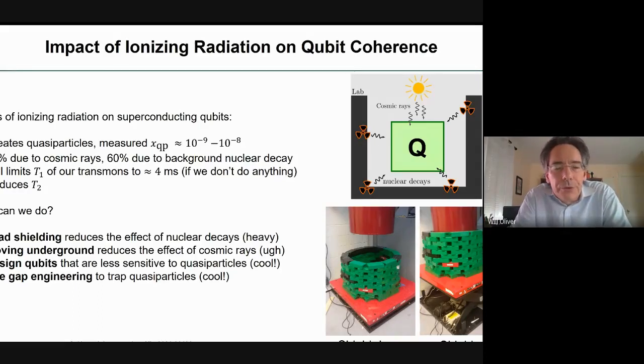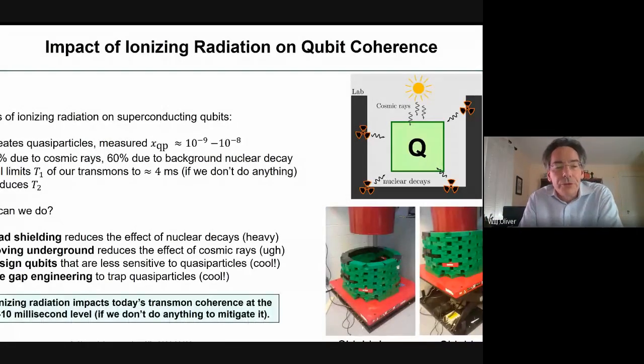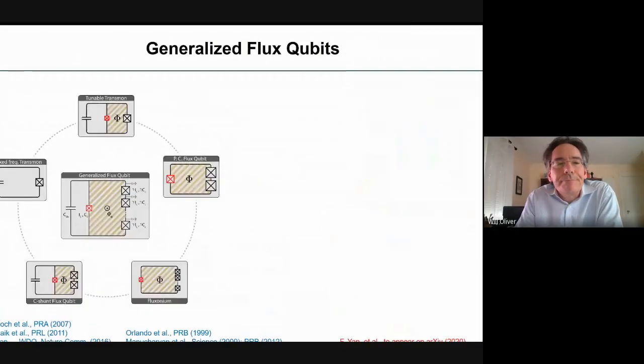Of course, moving underground also works, but that's deep underground. But I'm hopeful that what is an interesting direction is to design qubits that are less sensitive to quasiparticles, or use gap engineering to trap quasiparticles, or gap engineering to move them away from the junctions. So the upshot here is that ionizing radiation impacts today's transmon coherence at the 1 to 10 millisecond level, but that's if we don't do anything to mitigate it.